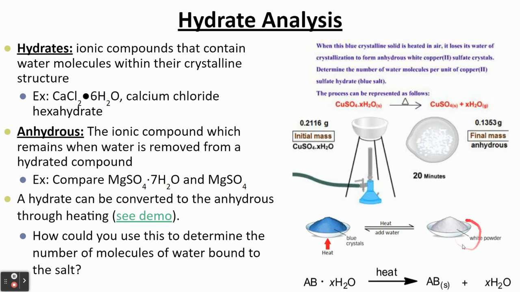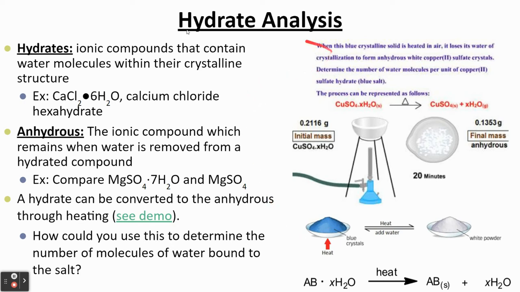So the amount of water you got rid of can be determined by doing the difference between the initial mass of the hydrate and the final mass of the anhydrous. And then you can use that to figure out how many water molecules must have been attached to your formula unit. And so that's essentially what we're going to see in this lesson.